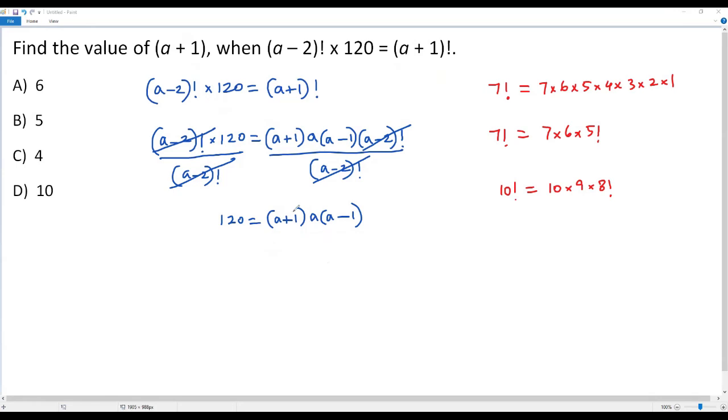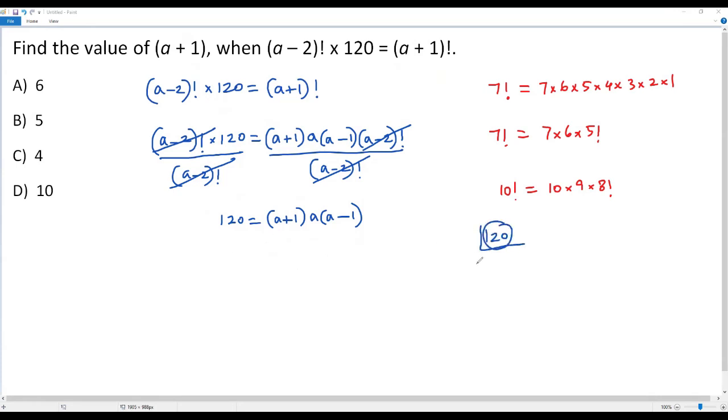So now to get the value of a positive 1, I have to write this 120 in the same pattern in which we have the 3 values over here. That is, we have to write this 120 as a product of 3 values from greatest to least, because here we have the 3 numbers from greatest to least. This is the greatest among all the 3. This is the next smaller. This is the smallest. How do we write this 120 as a product of 3 numbers from greatest to least? For that, we have to decompose 120 into its prime factors.